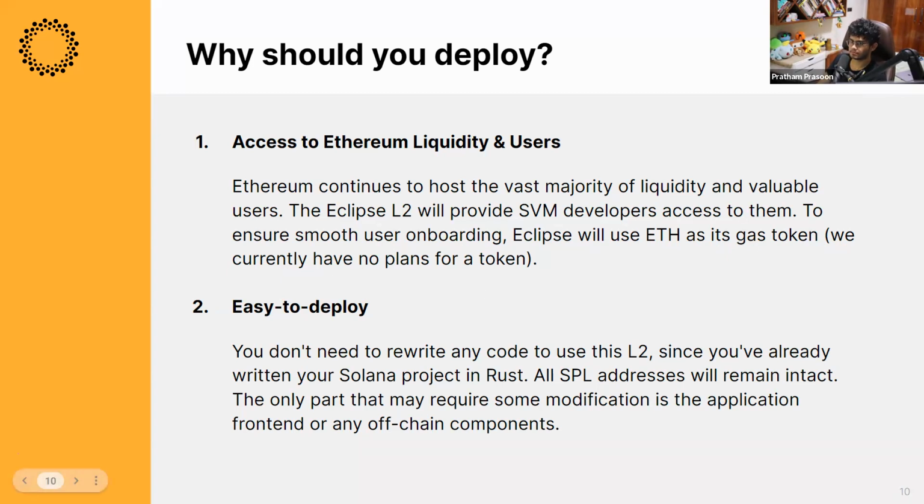Yeah, we've got another question from Sadiq. Why use SVM, Solana Virtual Machine? Yeah, that's exactly what we were coming to in the next slide.